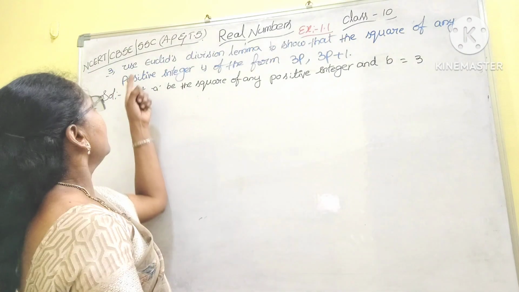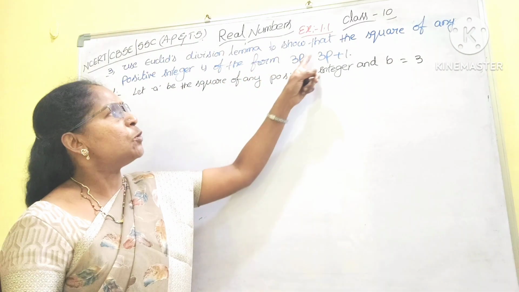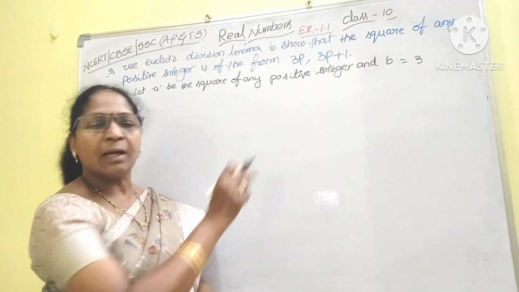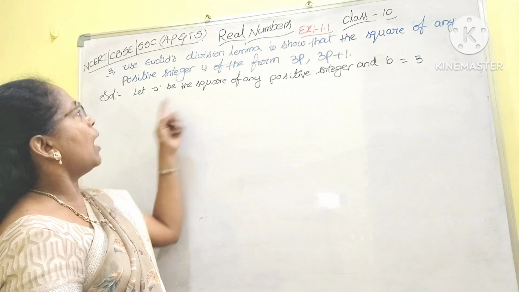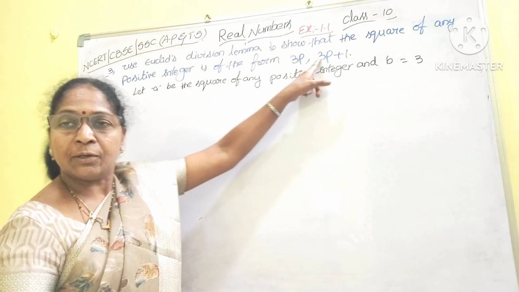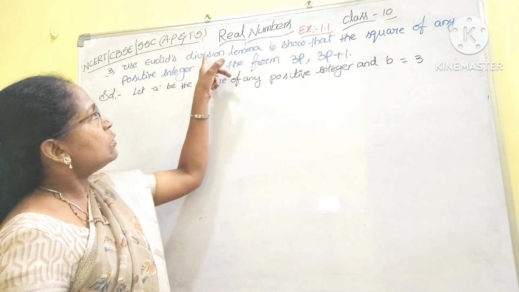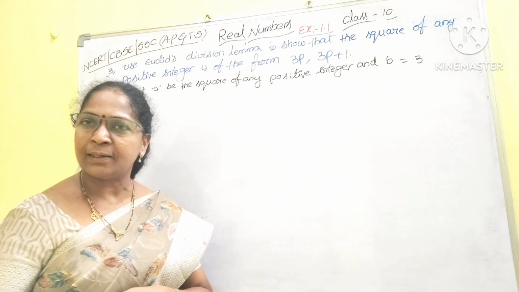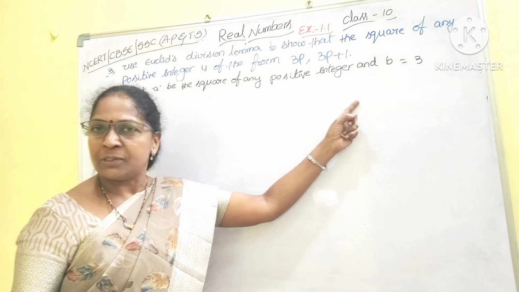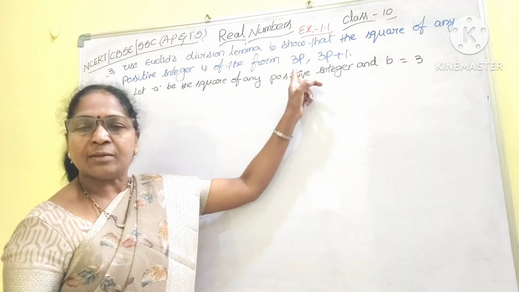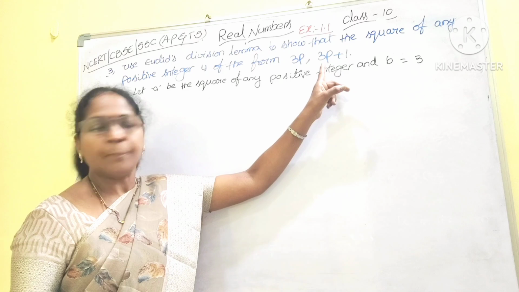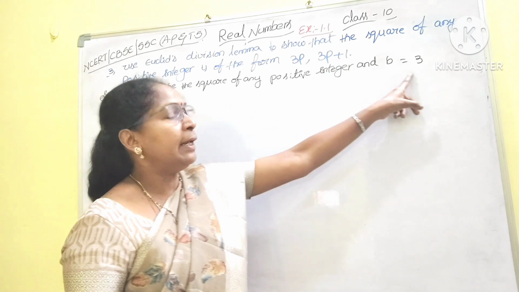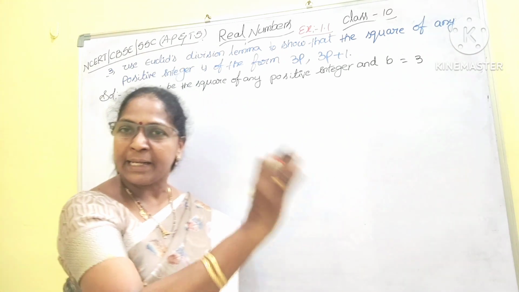Next question here. Use Euclid's division lemma to show that the square of any positive integer is of the form 3p or 3p plus 1. Here you have to assume whatever is given in the question. So use this Euclid's division lemma. What you have to show is that the square of any positive integer. Let A be the square of any positive integer. And B, in place of B, whatever value is given in the form 3p, 3p plus 1, you have to assume that as B, and B equals 3. First you have to consider A and B.